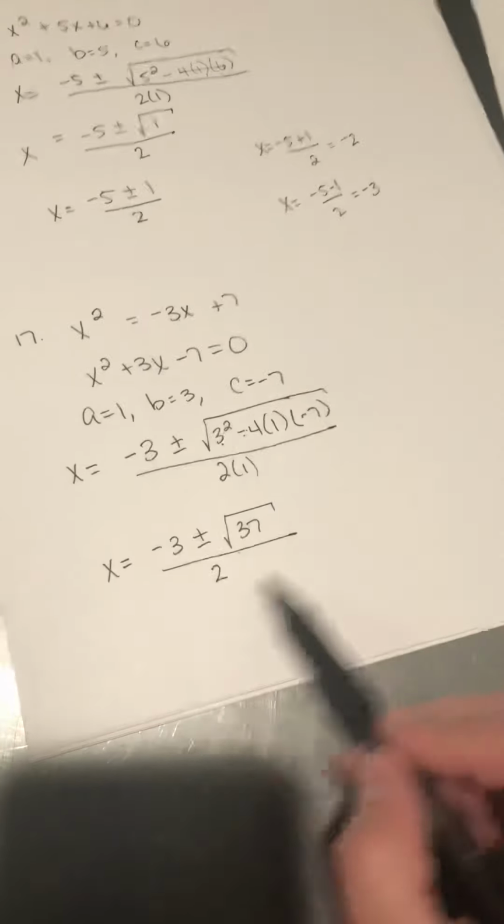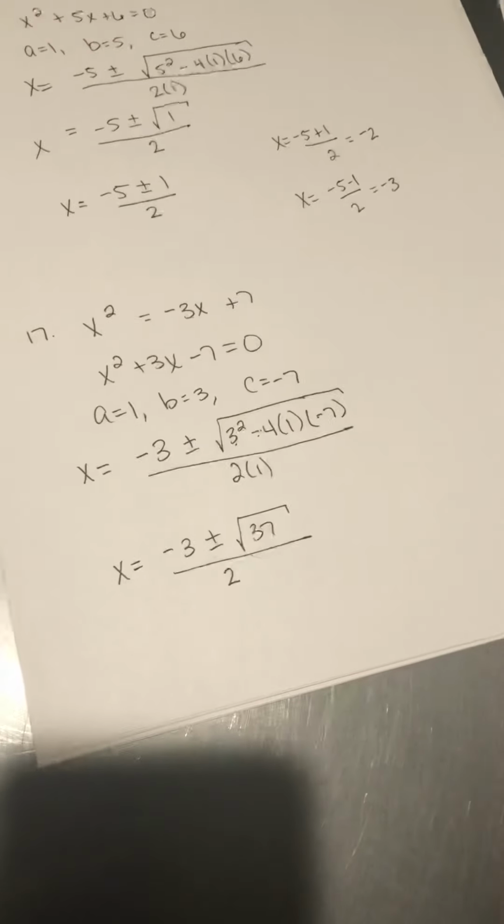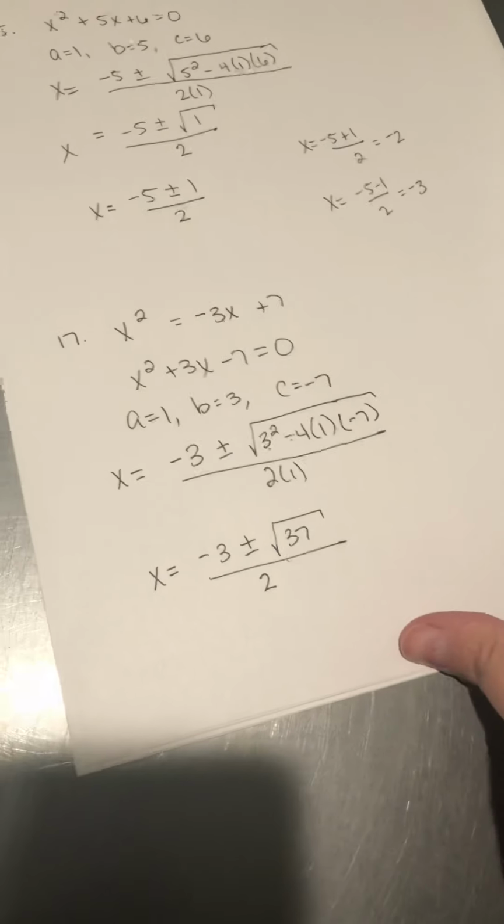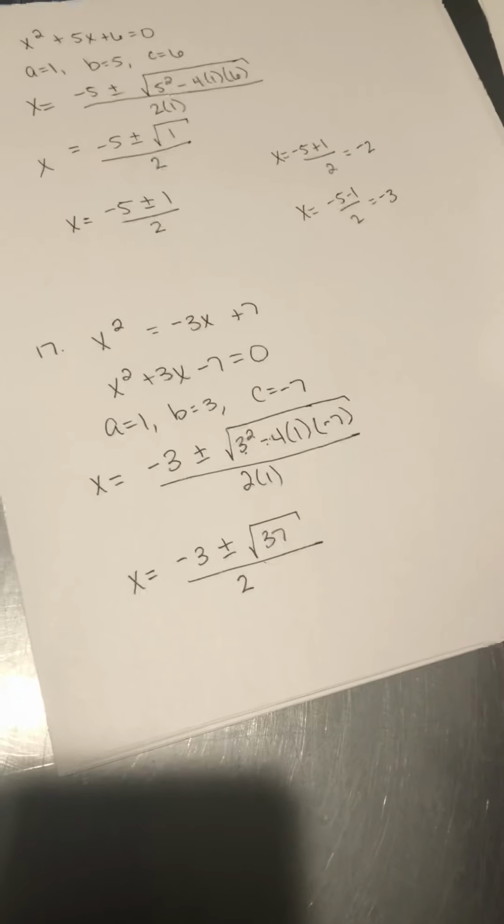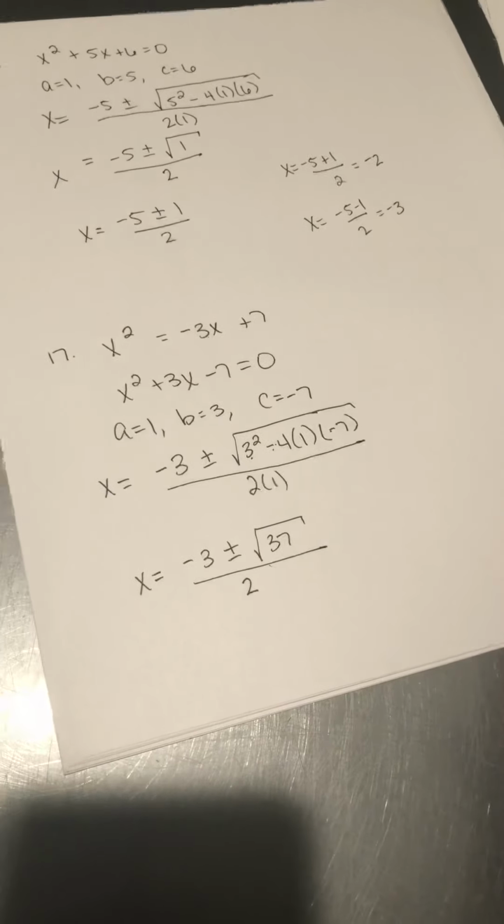You can check it on the calculator. It's kind of a pain when you have to plug it in like this, but you can do that. Like I said, if you do a decimal and round, when you check it on the calculator, it might throw it off by a little bit, but you don't have to get a decimal answer.